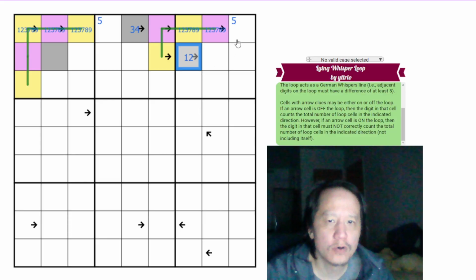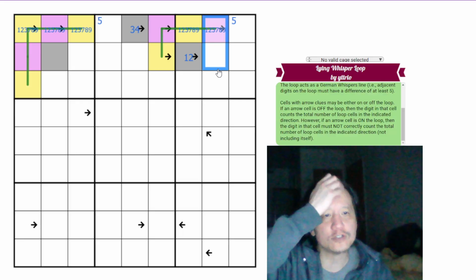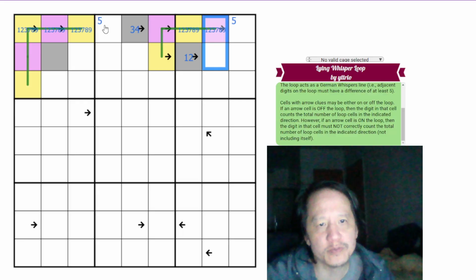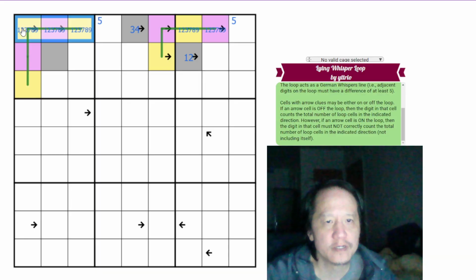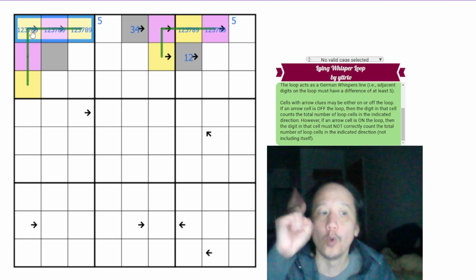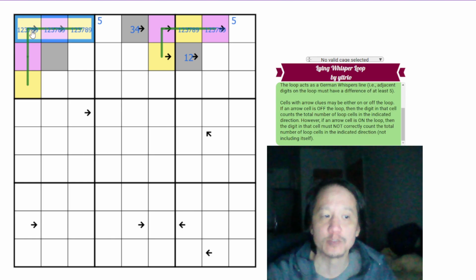Okay. Or this could be 6, in which case it goes there. Oh, that's interesting. So where can the 6 be? This could be 6, which makes that 5. So the 6 cannot be any of these three, right? Because, again, 6 can only be next to one unique digit on a German whisper line.